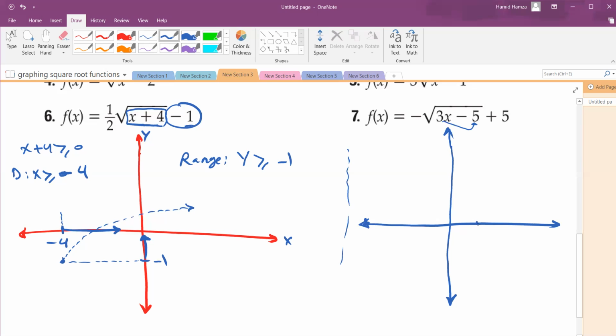I think this is 1. This is 2. I think it's between 1 and 2, guys. Here, for example, this is what? 5 over 3. And 5 units up. So we'll go up 5 units.